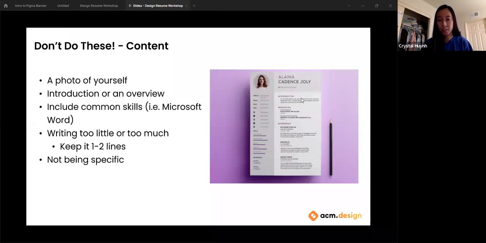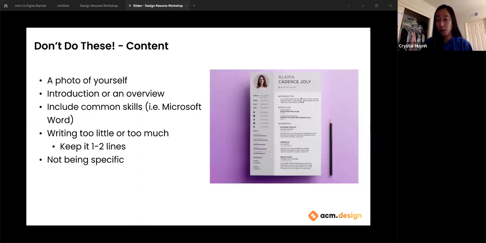Including common skills. Especially in the business realm, and I think when you're starting out and finding skills to put on, especially for first and second year, since you aren't as skilled as upperclassmen, a lot of people tend to put Microsoft Word or Microsoft Office or PowerPoint, all those programs. I would caution against it because a lot of people know how to use those programs, and it's not going to make you stand out.